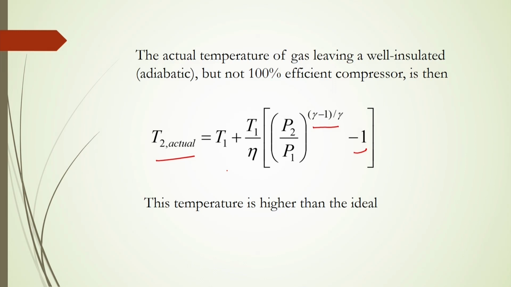In this case you will see that T2 is a function of T1 and also of the pressure at the higher pressure. If the pressure ratio is greater than 1, then the temperature is greater than T1. That is why the temperature is higher than in the ideal case. So this eta gives you the efficiency of the compressor, from which you can calculate the actual temperature.